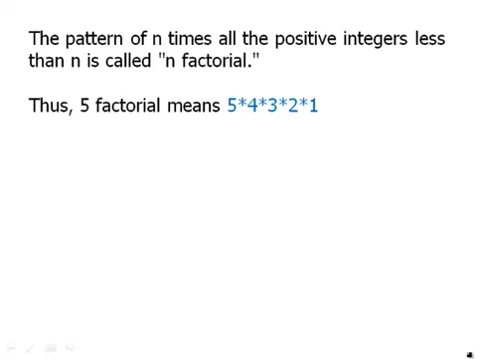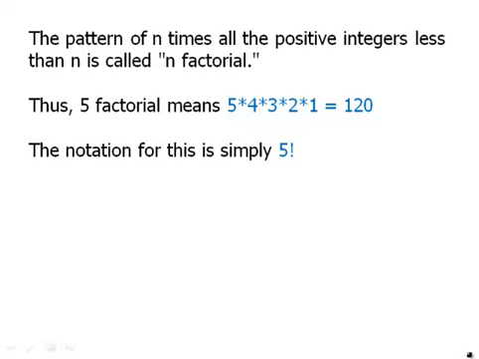Thus 5 factorial means 5 times 4 times 3 times 2 times 1. Well, of course, that would be 20 times 6, or 120. The notation used for this is simply 5 followed by an exclamation point. We read that as 5 factorial.